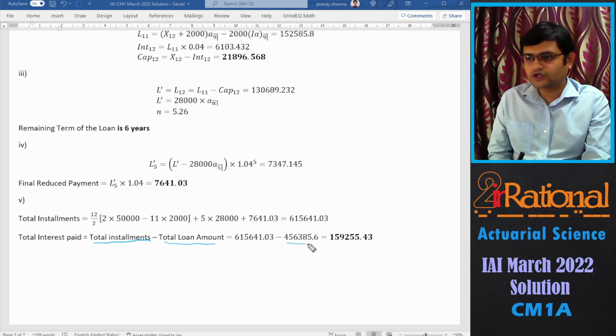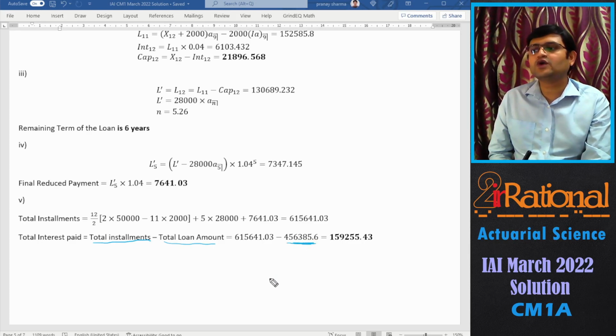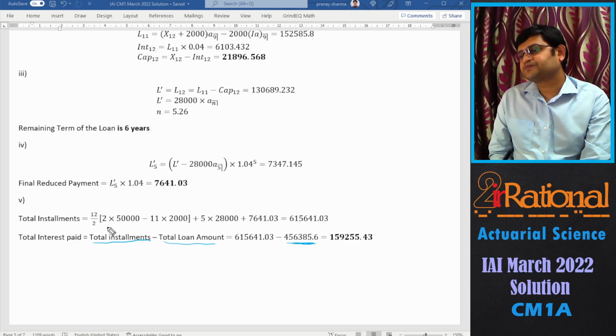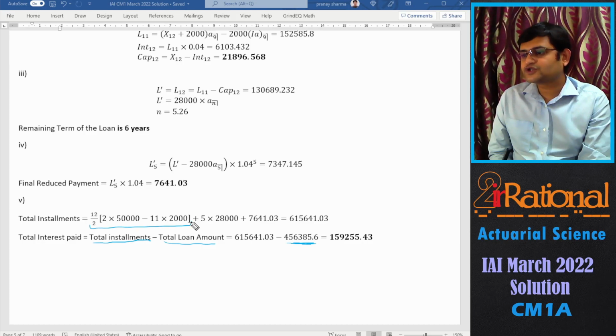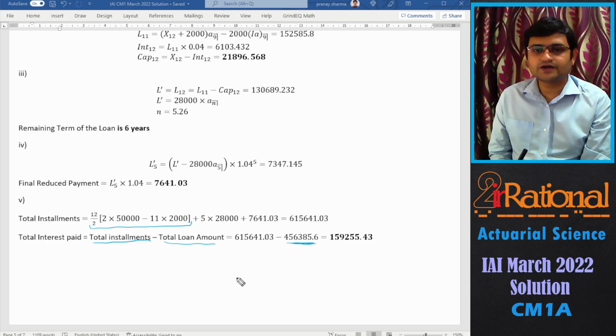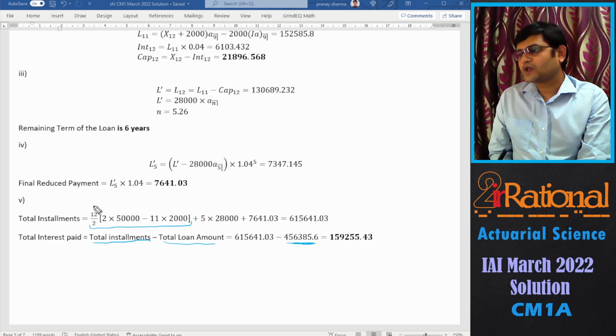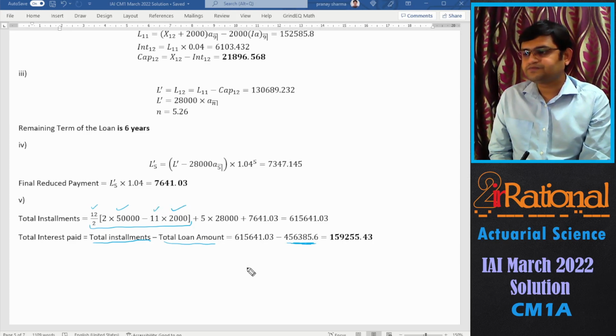Now for the total interest paid, first of all, it would be total installments minus the total loan amount. We know the total loan amount would be this much. We have to figure out how much is the total installments. So for the first 12 payments, we have a decreasing amount. So I have taken the sum of the arithmetic progression here, n by 2 times (2a minus (n minus 1) d). Then for the next 5 installments, we had 28,000 the same, and the last installment would be this much. So this is the total amount that we have paid. So the interest out of that would be this much.